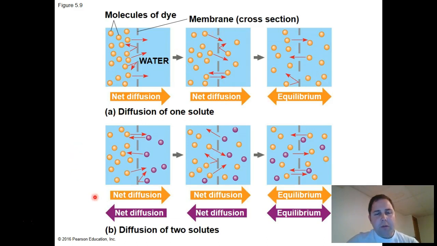If we have multiple solutes, so here we have a yellow solute and a purple solute, they're going to diffuse independently. So yellow is going to seek its equilibrium, purple is going to seek its equilibrium. These guys are going to be moving back and forth across the membrane, but the idea in both cases is that at equilibrium, they are moving back and forth, but the concentrations on either side of the membrane stay equal.